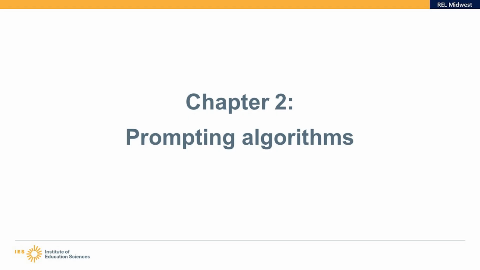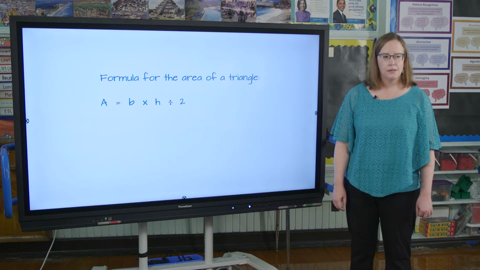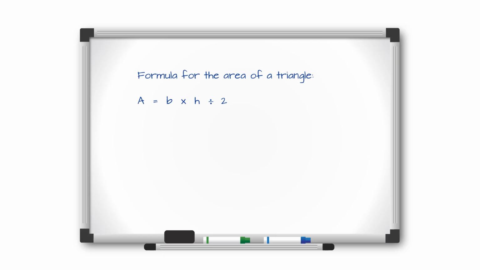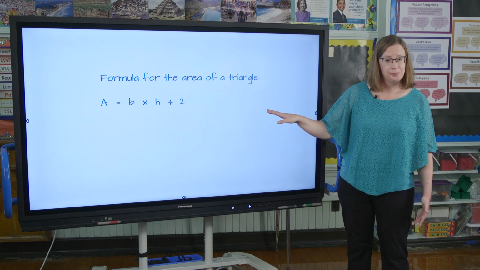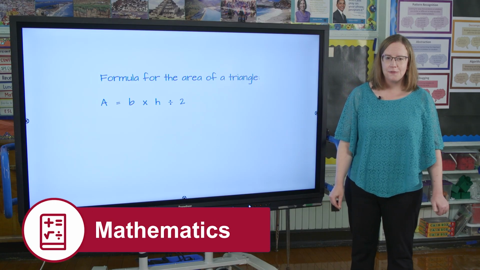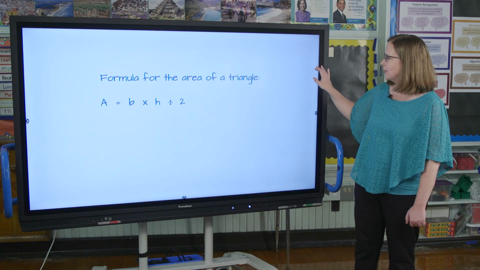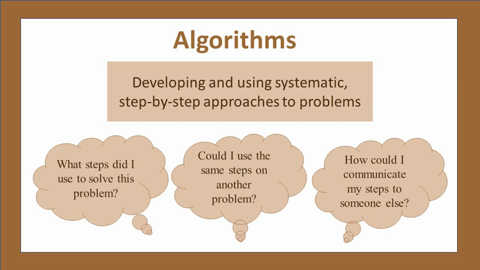Next, let's watch an example of the coach prompting students to use algorithms as they apply the formula. It sounds like we've all decided that this is the formula for the area of a triangle. Area is equal to base times height divided by 2. So you're going to get some practice using the formula today, but I want you to think about something. How is using a formula like using an algorithm? Or another way to think about that is, how does a formula tell you the step-by-step instructions to do something?